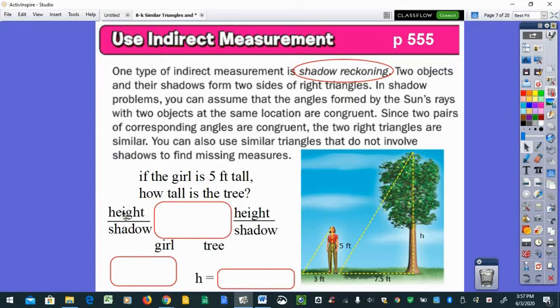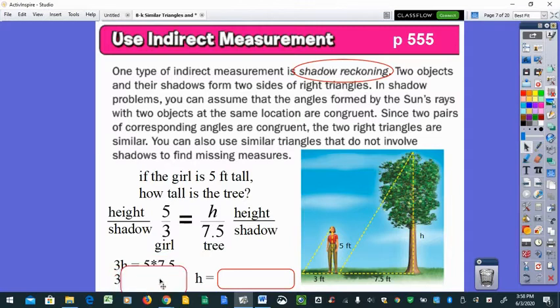So in the top row, we're going to put the height to shadow, and then height to shadow. On this left side, there is the woman at 5 feet tall and her shadow is 3 feet long. And then the tree is, we don't know what height, but its shadow is 7.5 feet long. If we go back to the last section we did, 3 times H has to equal 5 times 7.5, which is 3H equals 37.5. If you divide both sides by 3, the height will be 12.5 feet. And we know that the tree is 12.5 feet. That's called shadow reckoning, indirect measurement.